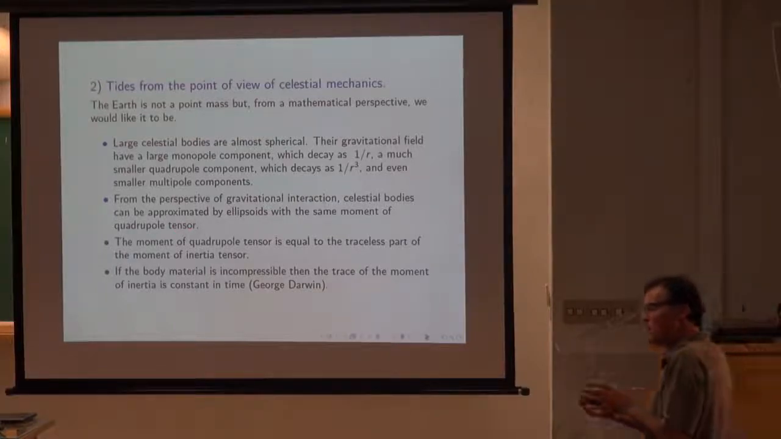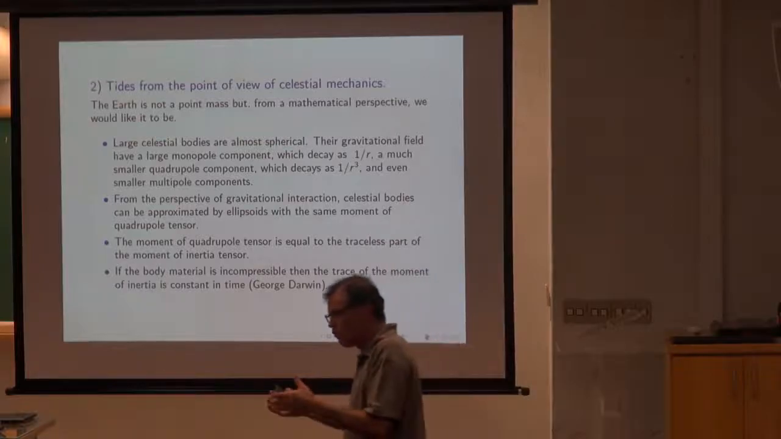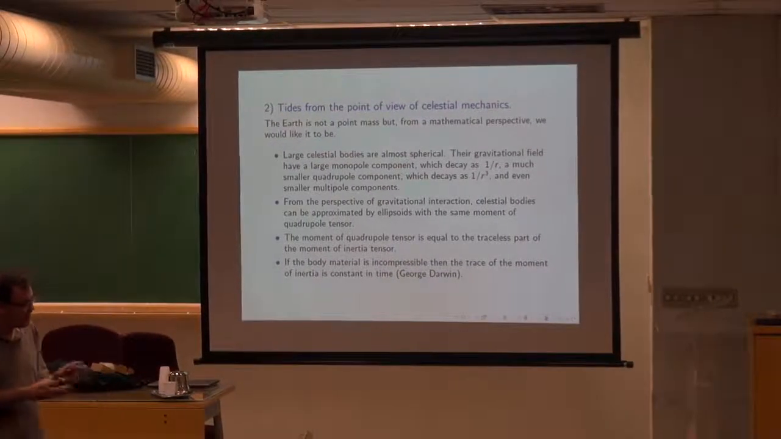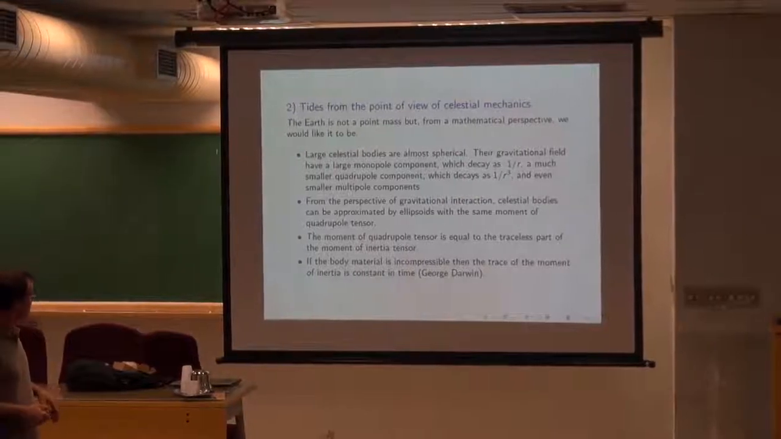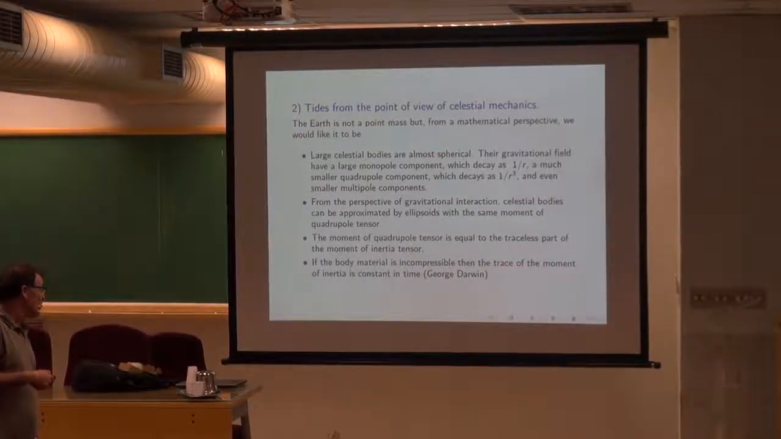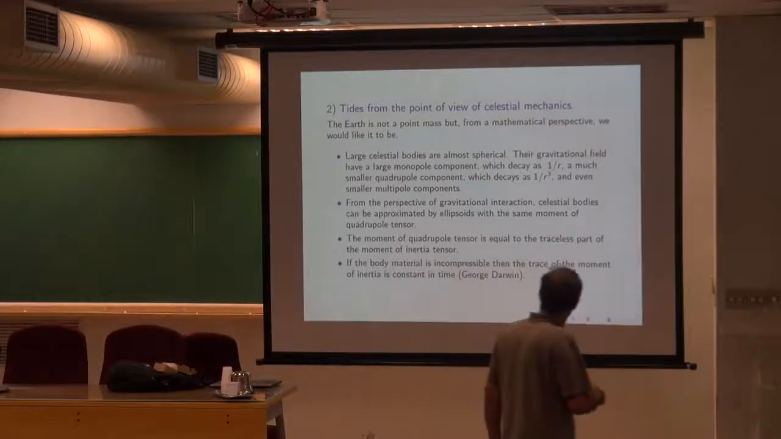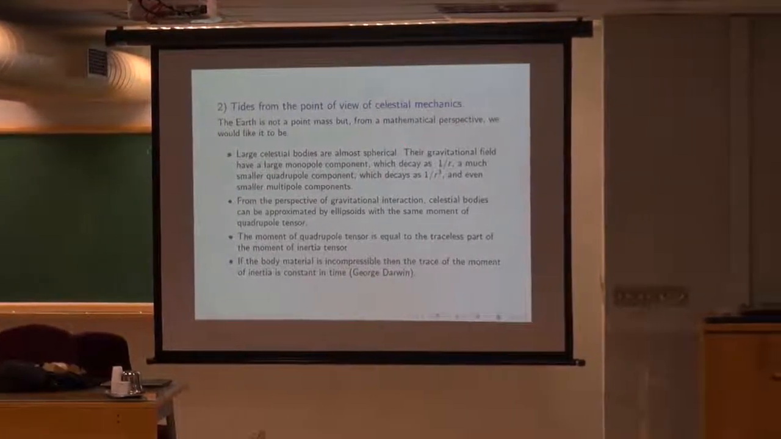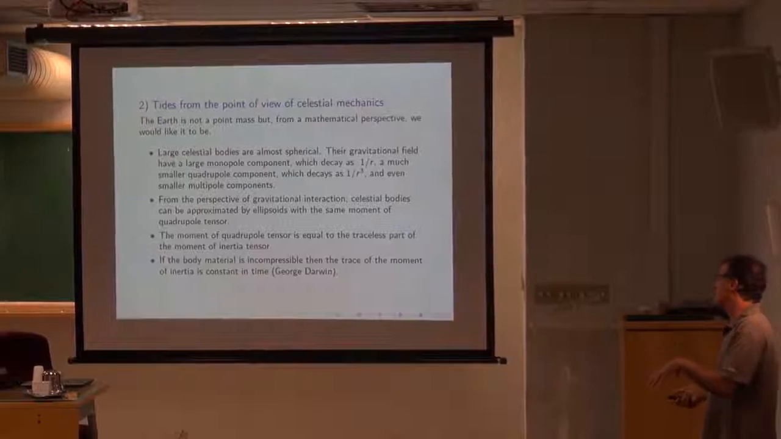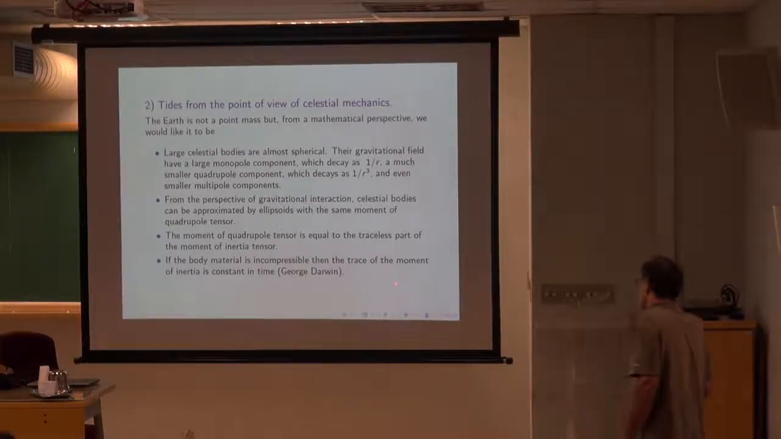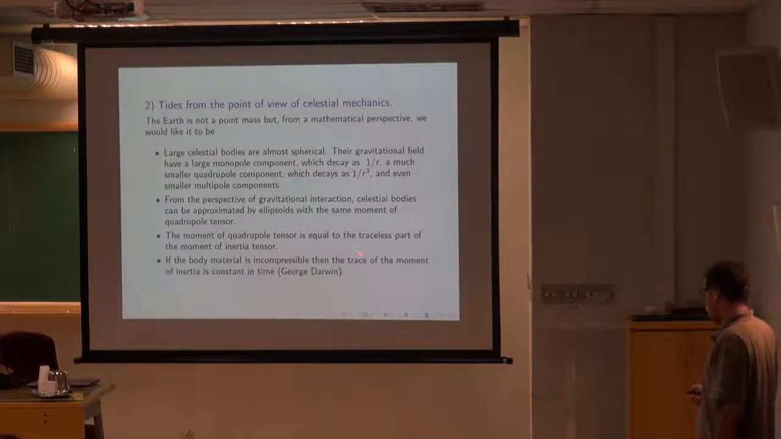So rotation and gravitational interaction are related, because the tensor that rules the gravitational interaction, this quadrupole tensor, is essentially the same tensor that appears in the moment of inertia, except for the trace. And then there is a result by George Darwin, in fact, the son of Charles Darwin, that if the body material is incompressible, then the trace of the moment of inertia is constant in time. And this is first order in flatness, it's a linear result. But anyway, everything we're going to use here is for small, almost spherical bodies, so this result is correct. So if you have a sphere and you deform it with an incompressible deformation, we always have, up to first order in the deformation, that the trace of the moment of inertia is constant in time.